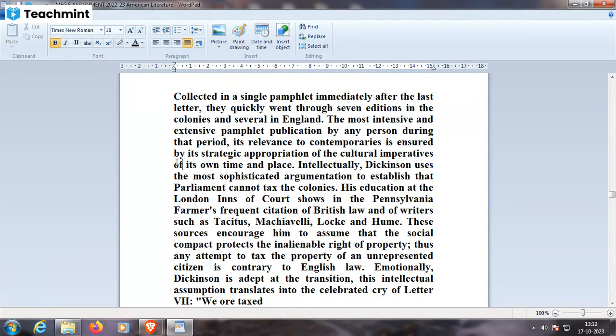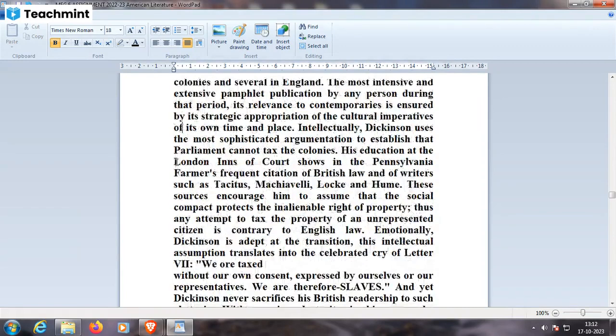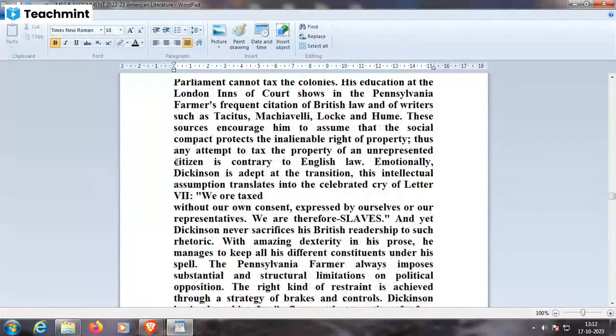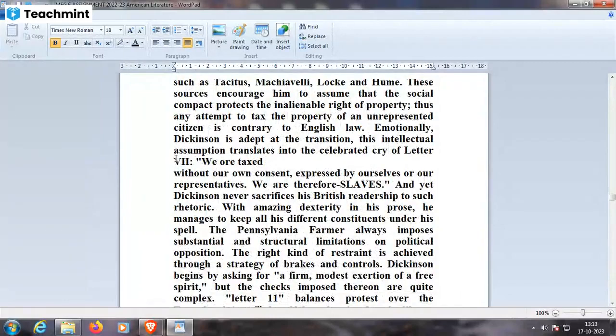Intellectually, Dickinson uses the most sophisticated arguments to establish that Parliament cannot tax the colonies. His education at the London Inns of Court shows in the Pennsylvania farmer's frequent citation of British law and of writers such as Tacitus, Machiavelli, Locke, and Hume. These sources encourage him to assume that the social compact protects the inalienable right of property. Thus, any attempt to tax the property of an unrepresented citizen is contrary to English law.